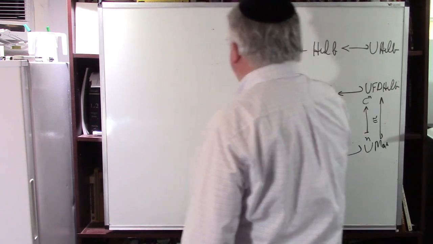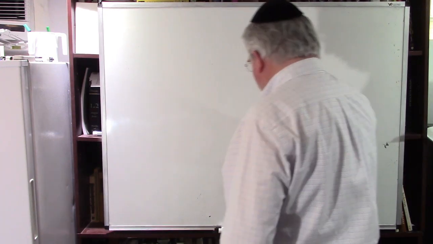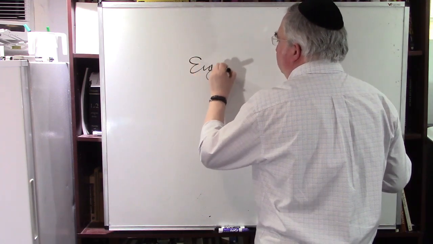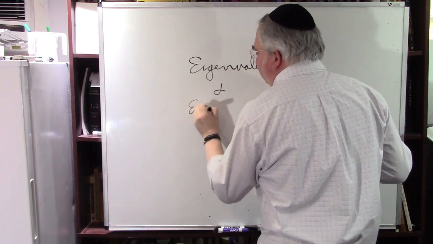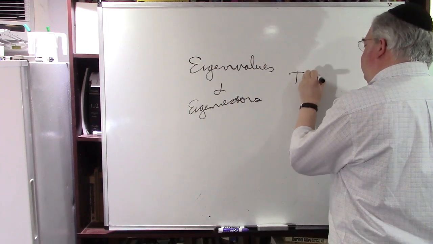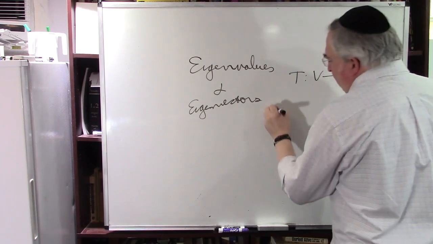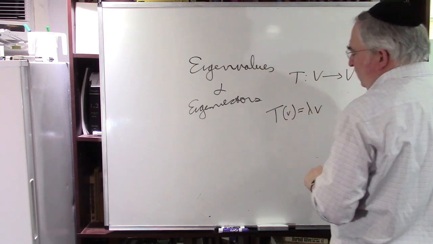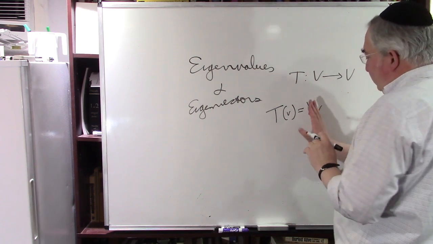Let's finish off this section fairly quickly. The idea is as follows. Eigenvalues and eigenvectors. You have T from V to V. If you have some vector v such that T(v) is equal to lambda v, what this means is it's not a fixed point, but it's a fixed point up to something. A fixed point would be T(v) = v.